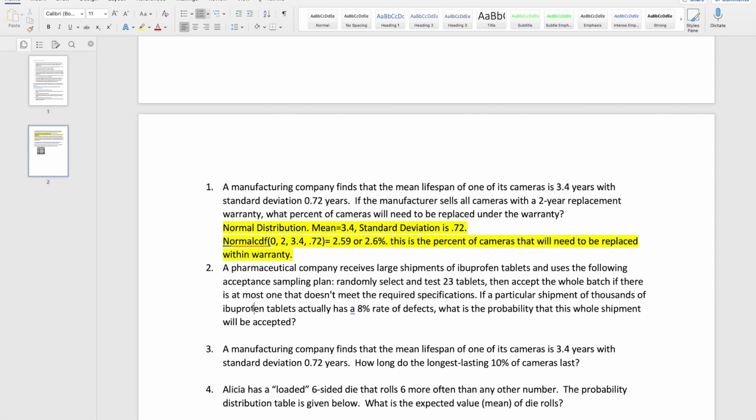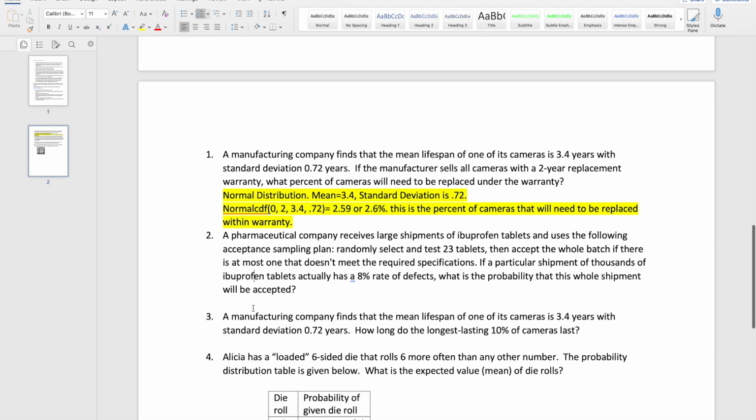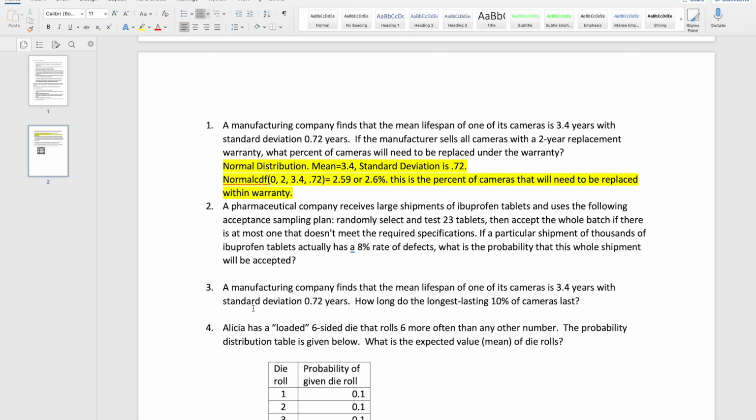Now let's go to question number 2. A pharmaceutical company receives large shipments of ibuprofen tablets and uses the following acceptance sampling plan: randomly select and test 23 tablets, then accept the whole batch if there is at most one that doesn't meet the required specifications. If a particular shipment of thousands of ibuprofen tablets actually has an 8% rate of defects, what is the probability that the whole shipment will be accepted?